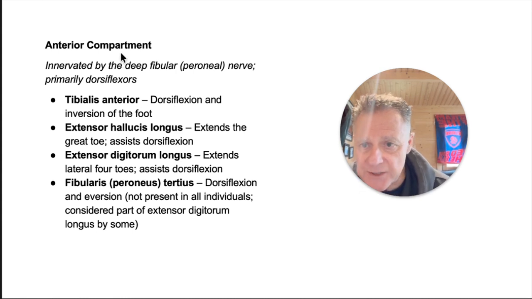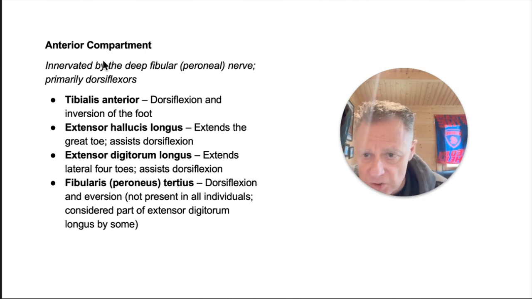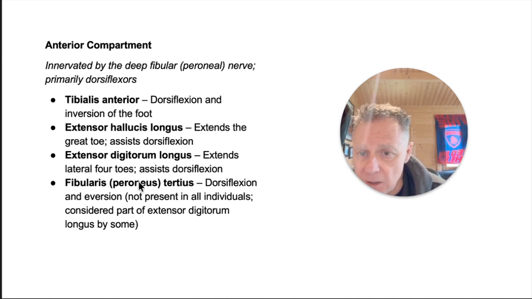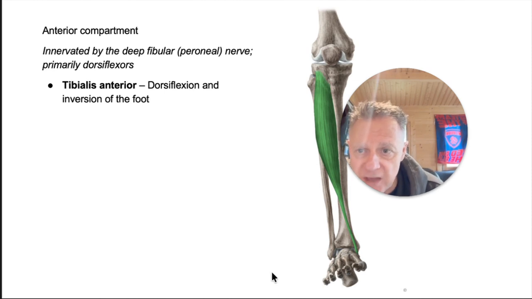In the anterior compartment, you need to know these innervations, right? It's the deep fibular nerve that innervates the anterior compartment. We're going to go through these muscles individually in just a moment. There are four muscles listed within the anterior compartment: tibialis anterior, extensor hallucis longus, extensor digitorum longus, and fibularis tertius, often referred to as peroneus tertius. So those two terms can be used interchangeably. All right, so let's have a look at that anterior compartment.